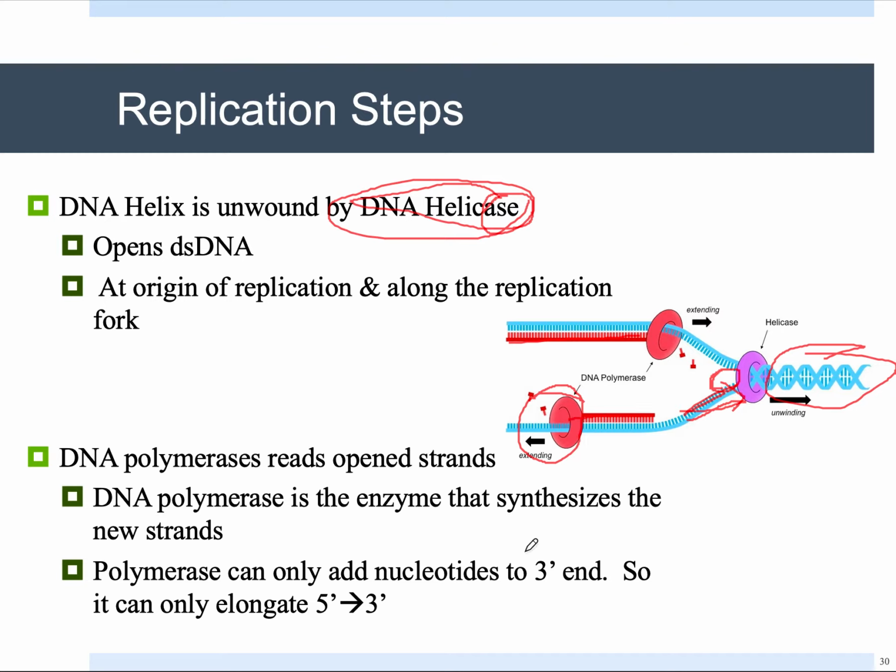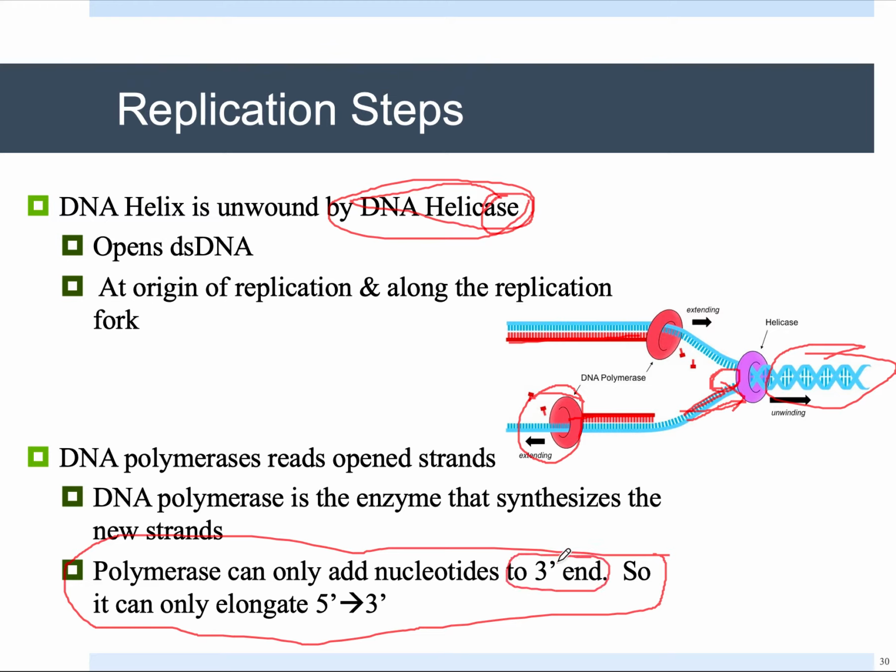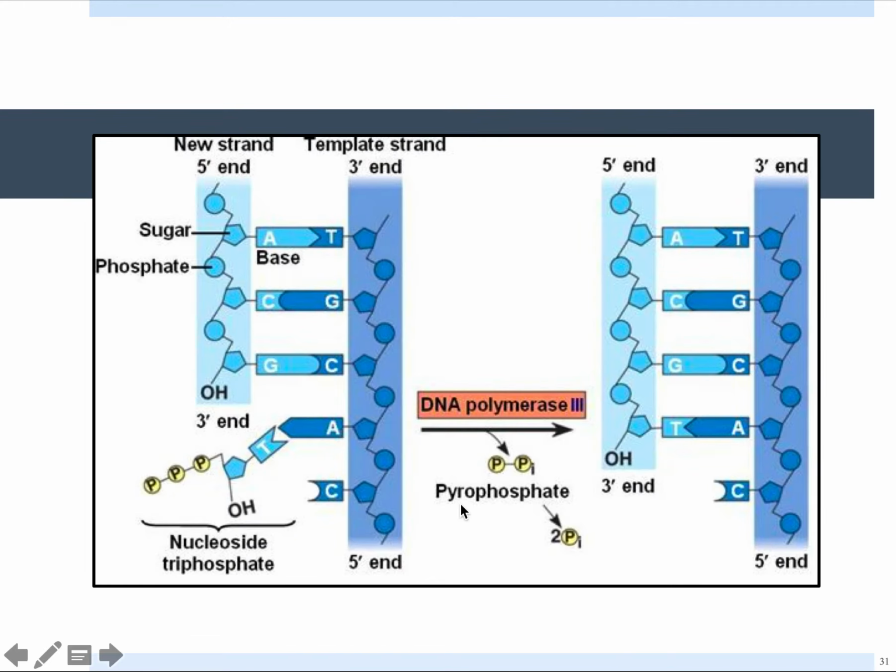But note this, DNA polymerase can only add nucleotides to the 3' end, only to the 3' end. So it can only elongate from 5' to 3'. So we say DNA polymerase synthesizes the new strand in a 5' to 3' direction. Okay, this is the 5', there's the 3'. DNA polymerase will only add to the 3' end. So if it adds, you end up having the extra nucleotide added here. So it only elongates from the 5' to the 3' direction.